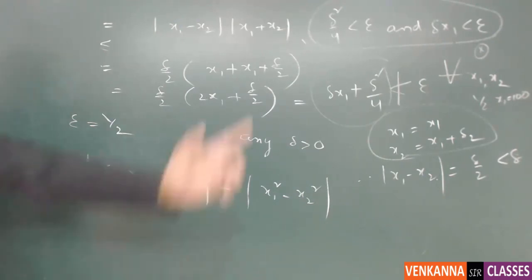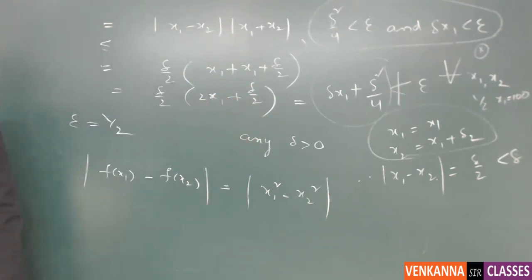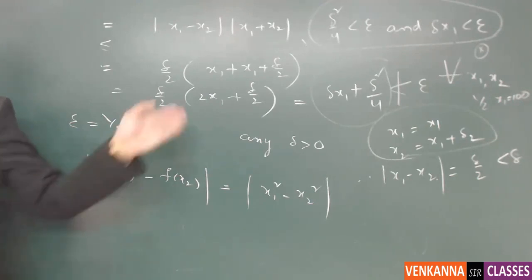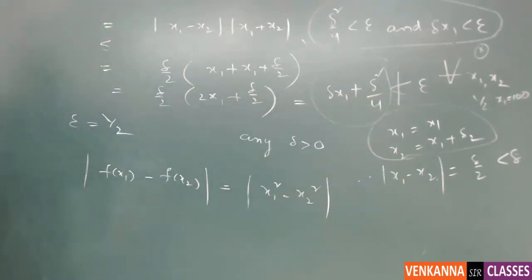So it is not possible to say that, even though the x1 x2 difference is less than delta, the function difference is less than epsilon, because x1 x2 have no bound. You can take any values. So the function is not uniformly continuous, because the value will not always be less than epsilon. For some values it is true, for some values it is not true. Okay? Has the logic reached everyone? Or do you want an example with numbers?